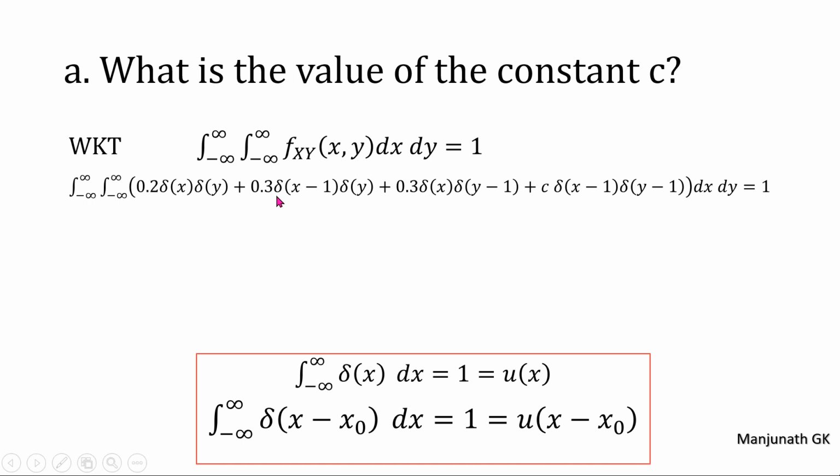Similarly, from the second term, 0.3 is a constant, so take it outside. Integration of delta of x minus 1 dx is u of x minus x naught, which can be replaced by the value 1. One more term is here: integration of delta of y dy can be replaced by u of y, that is nothing but 1. From the second term, 0.3 is remaining. Similarly, 0.3 from the third term, and c from the fourth term, that should be equal to 1. After simplification, the value of c will be 0.2. That is, 1 minus 0.8 gives the value of c as 0.2.